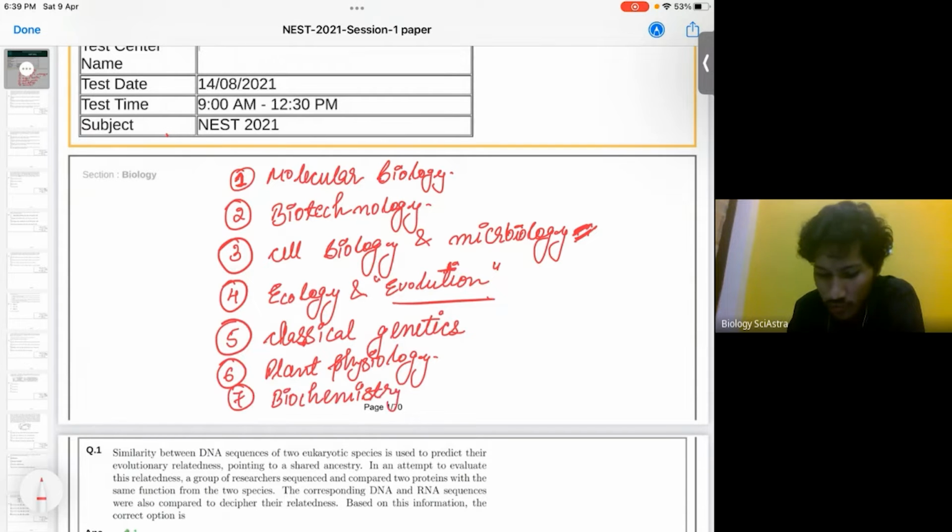So if you are thorough with these 7 units, I'm sure that you will be doing very well in this exam. And thorough means not just reading the chapters. By thorough I mean that you have understood it conceptually and you are able to interrelate all these chapters. Then only you will be able to solve all the questions of this paper. So let us see some of the questions.